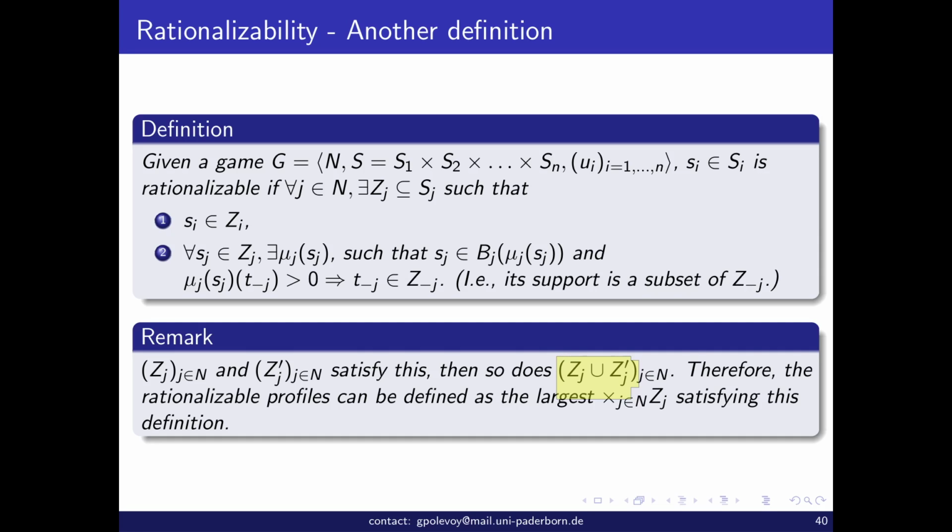Therefore, it's reasonable to look at what the rationalizable profiles are. Those are all the profiles which are contained in the largest Cartesian product of such Zj's. There is a largest because if that's not the largest, then we can just unite several sets till we cannot extend those. So that's another way to speak about the set of rationalizable actions. We can simply say that those are all actions which are rationalizable according to this definition. But we also can say that it's representable as the Cartesian product, which is the largest.